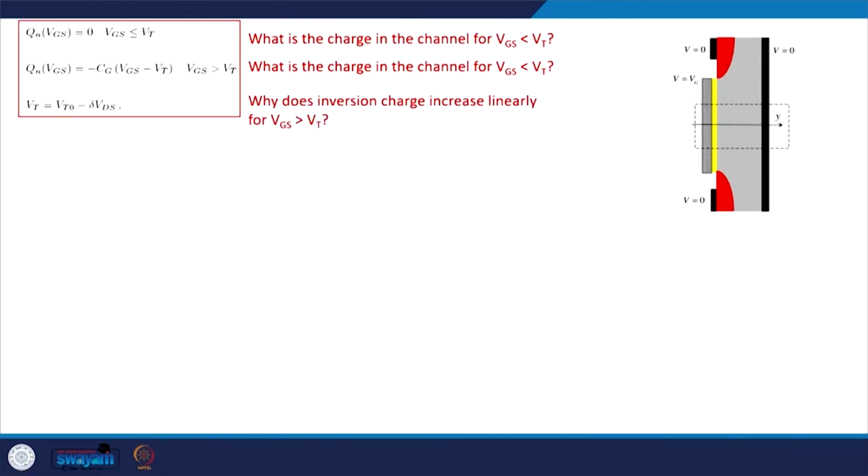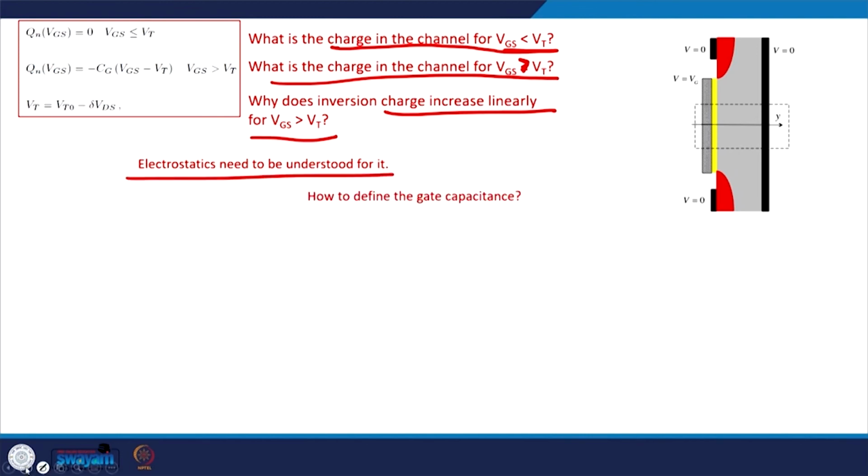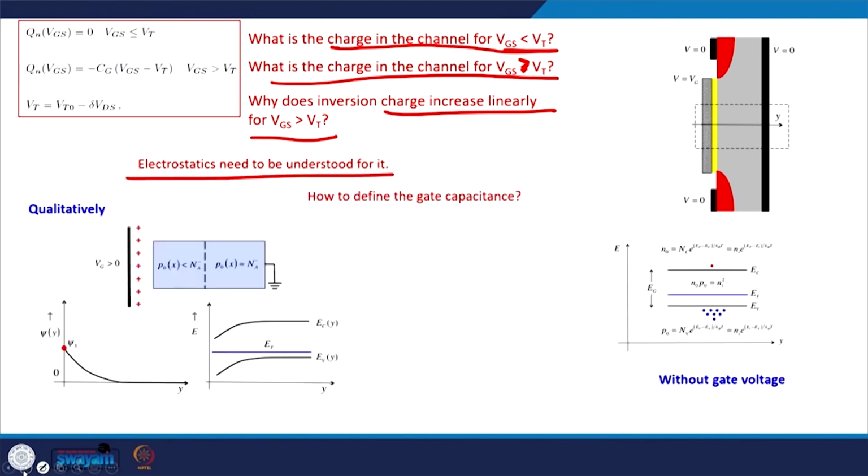Again, just to repeat that, in electrostatics generally the questions that we ask are: what is the charge in the channel below threshold, what is the charge in the channel above threshold, and why does inversion charge increase linearly above threshold? In order to answer all these questions we need to understand the electrostatics, and the starting point for electrostatics is the Poisson equation.